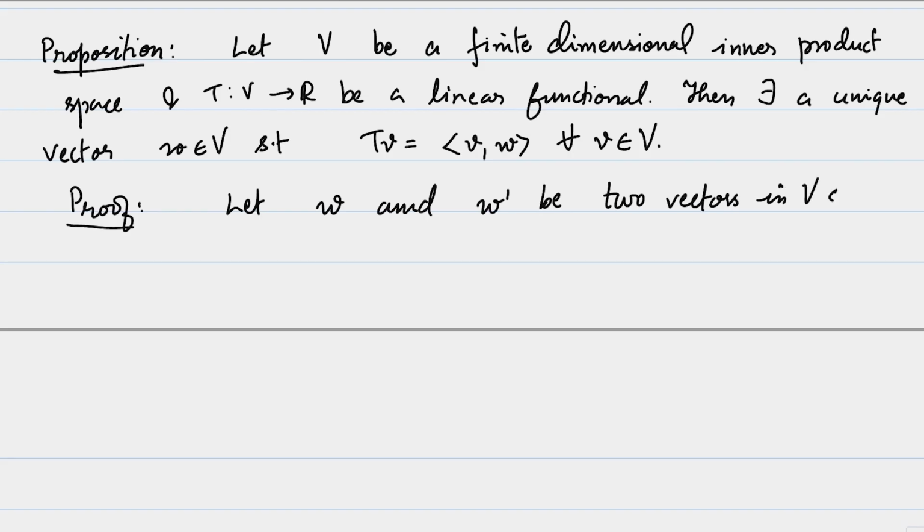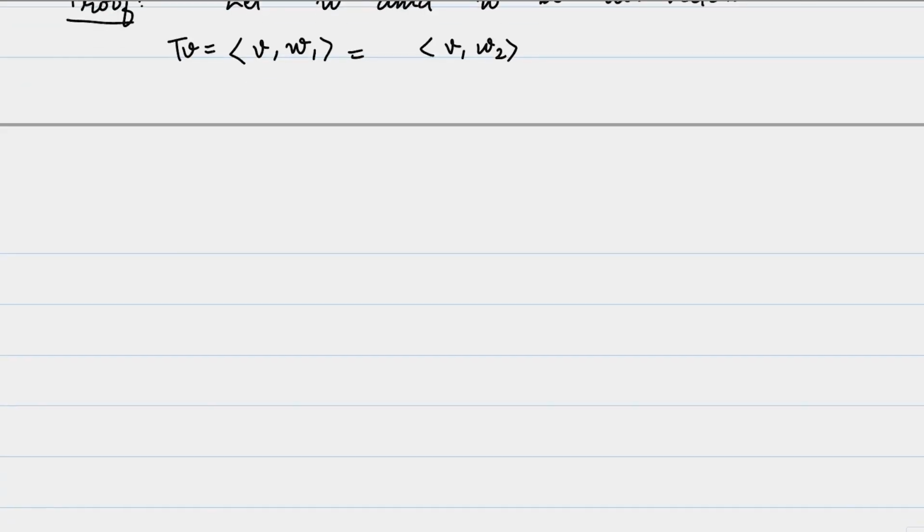So let W1 and W2 be two vectors in capital V such that the inner product T(V) is equal to the inner product of V with W1, which is the same as the inner product of V with W2. Suppose we have two such vectors, W1 and W2. This is for all V, right? But then the properties of inner product imply that the inner product of V with W1 minus W2 is equal to 0. This is again for all V in capital V, because the inner product of V with W1 minus the inner product of V with W2 is the inner product of V with W1 minus W2.